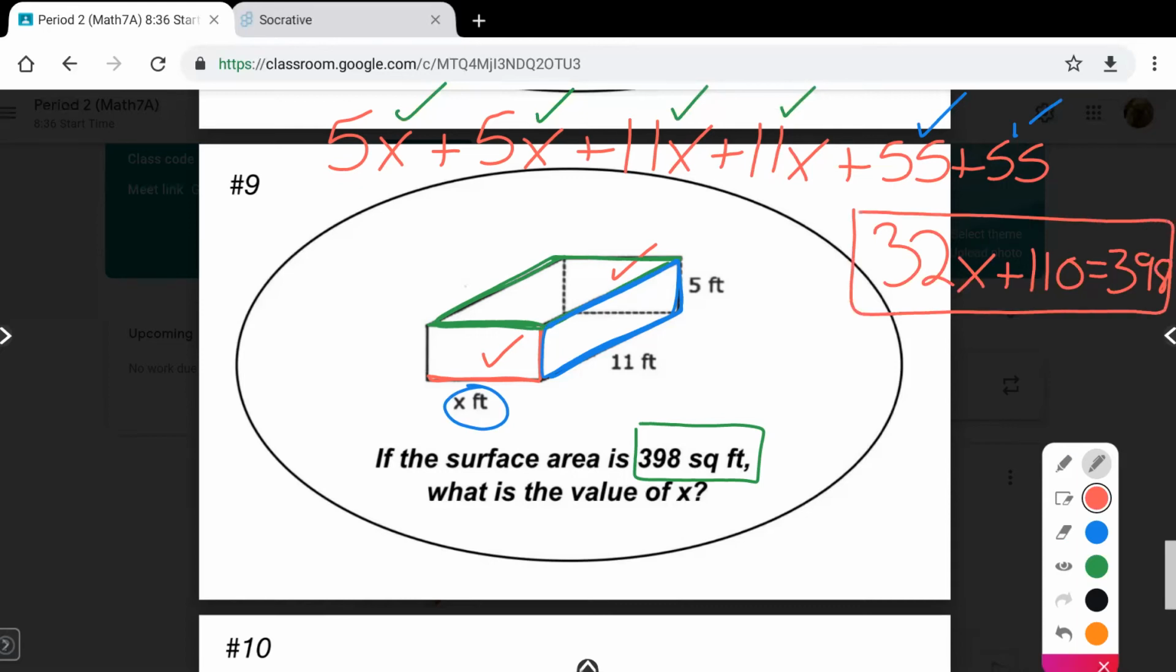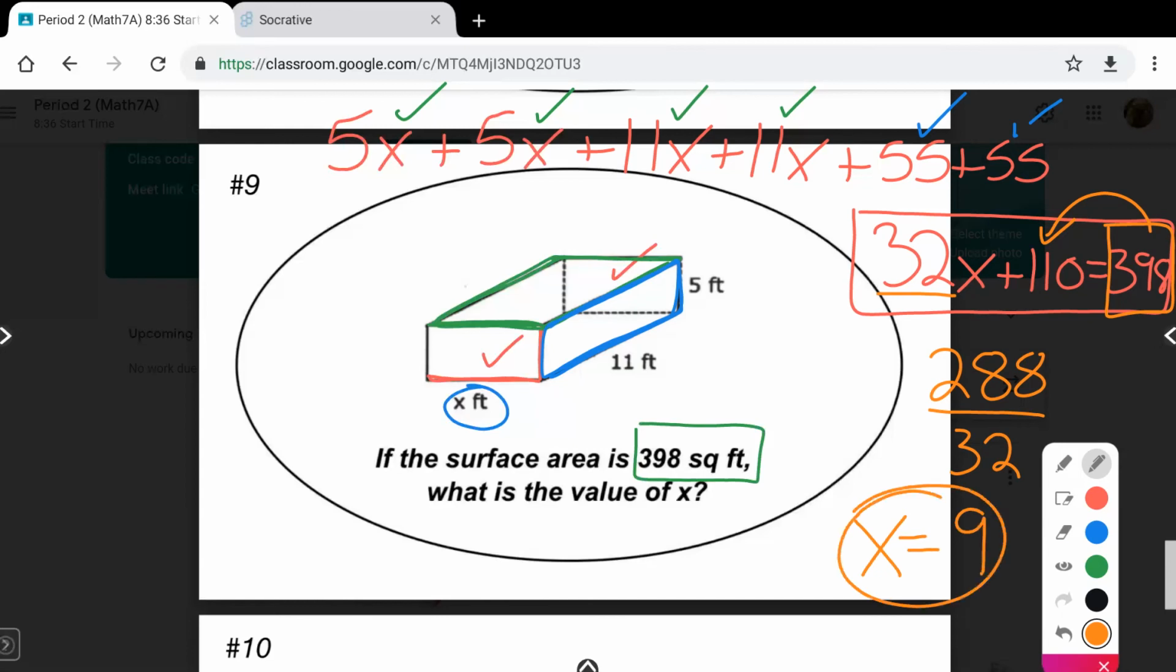What a piece of cake to solve. So now when we go through our process, we solve our equation, 398. This is where we start. The opposite of adding 110 is subtracting 110. That's going to give us 288 here. And then last but not least, the opposite of multiplying by 32 is dividing by 32. And when you take 288 divided by 32, you get the value of x. And the value of x is 9.